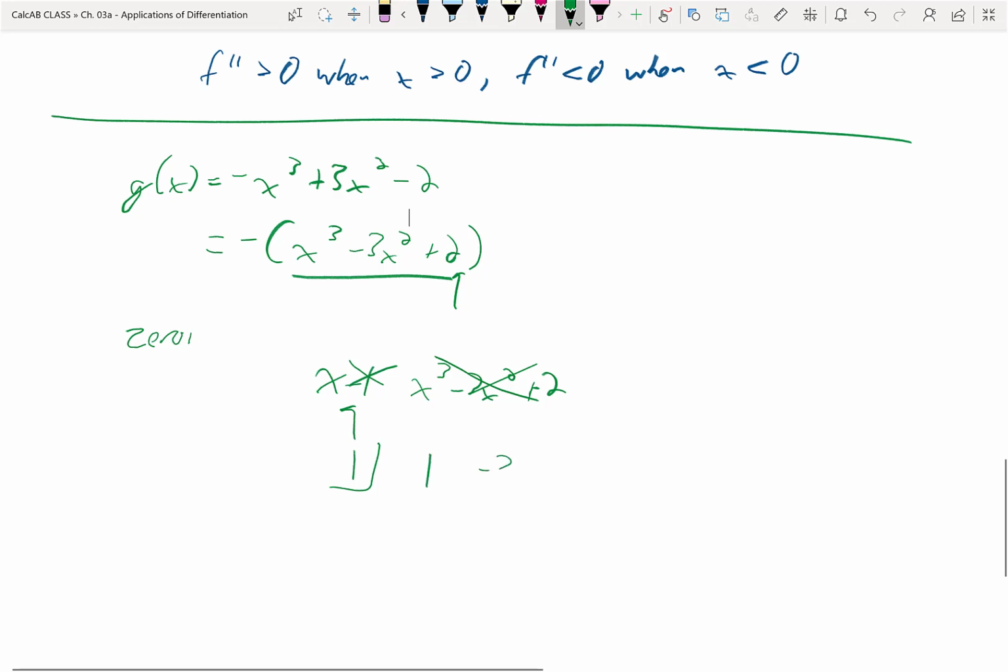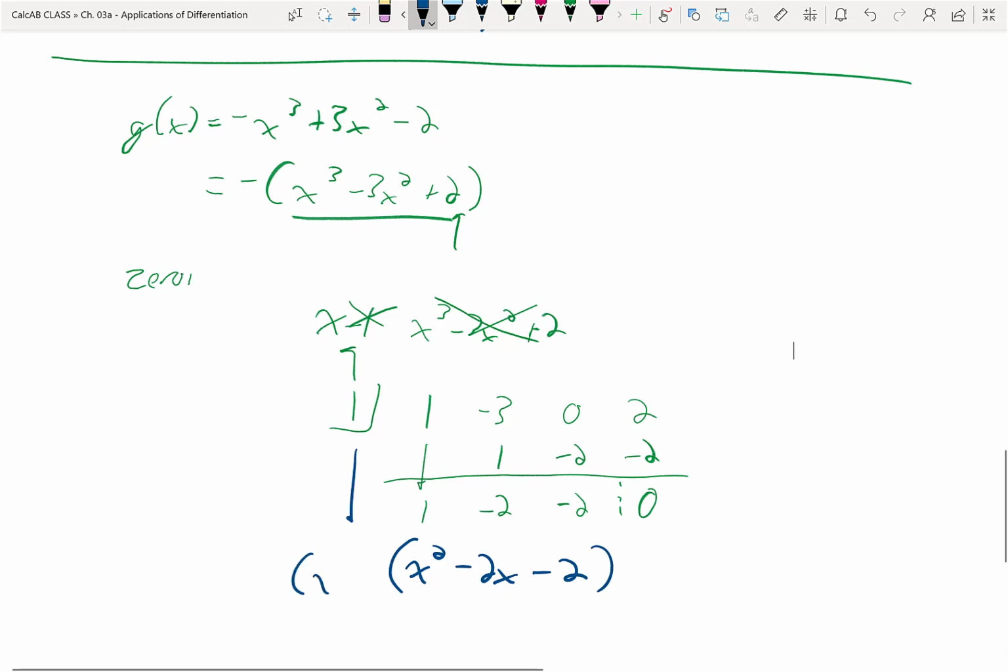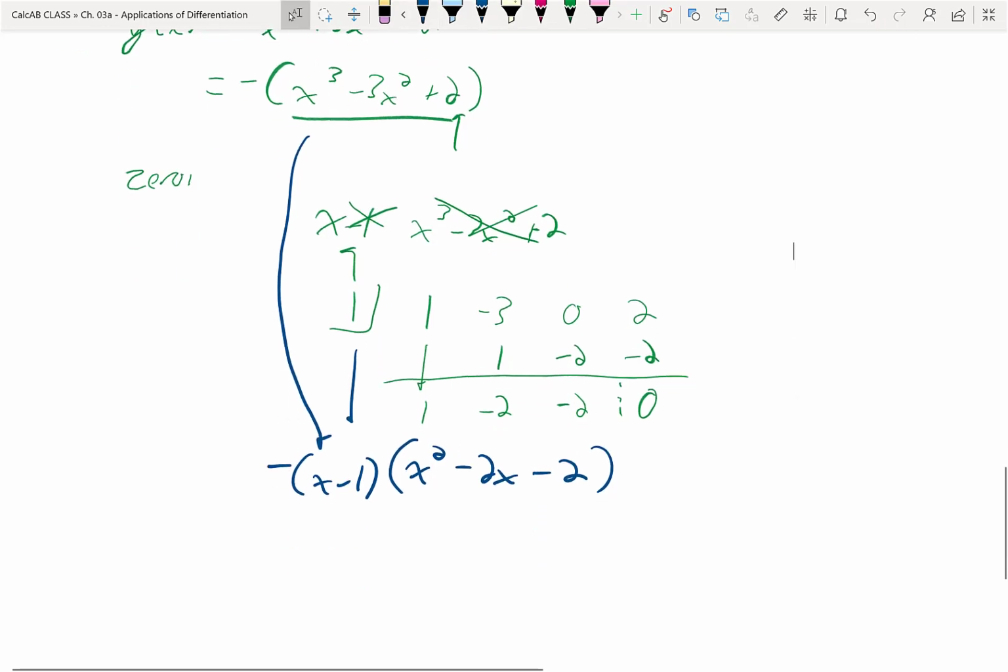I'm going to put down the coefficients, and I'm going to fly through this because if you've never done this and you want to learn how, come and find me again. So what I do is I multiply, and then I add, and then I multiply, then I add, then I multiply, and then I add, and I got a remainder of 0. The remaining terms here correlate to an x squared minus 2x minus 2, and this correlates to an x minus 1, and we still have that negative that was out in front. Believe it or not, I just factored that. I just pulled out an x minus 1, and that happened to have been a perfect factor of that.